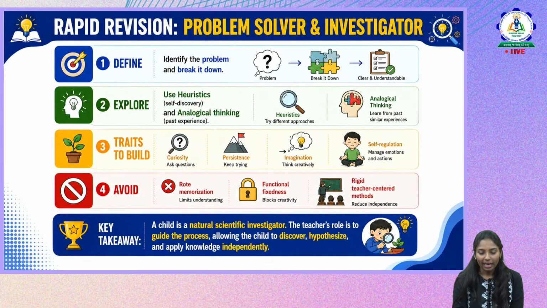And as I told, anywhere if you find words like rote memorization, functional fixedness, teacher-centered learning, all these are wrong options depending on the question. If the question says not, then these might be the right options. If the question says identify the one which promotes problem solving, then these are the ones we should neglect. These are the wrong options. So this is the whole concept and the questions asked based on the concept of the child as a problem solver and scientific investigator. So we have come across all the summary.